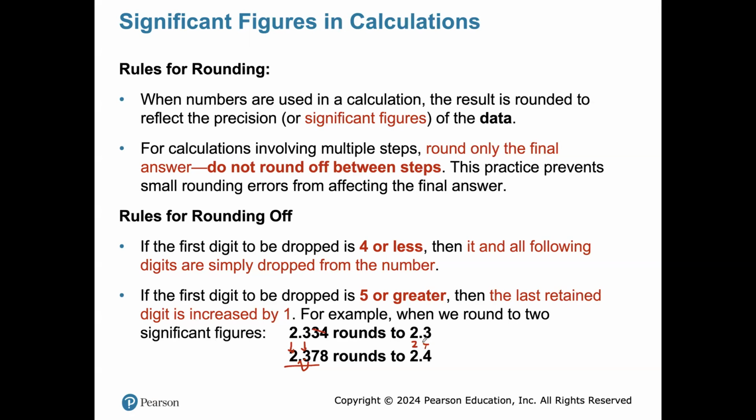Keeping in mind that rounding off numbers to correct significance is meant to show the accuracy or the precision of the number. You will not change the size of the number significantly. 2.334 and 2.3 are not that much different. The only difference is how precise, how accurate the number is.